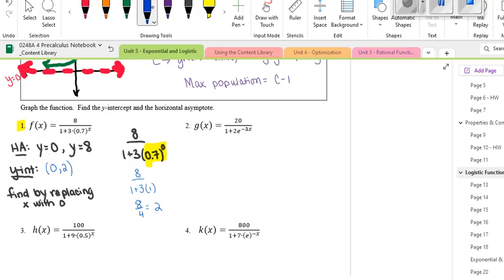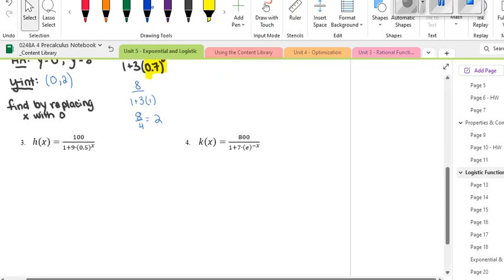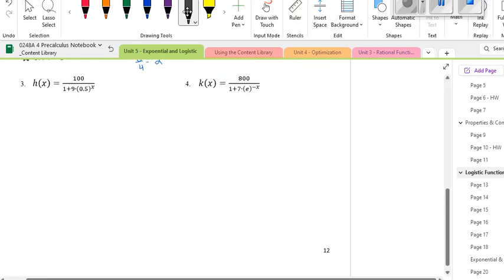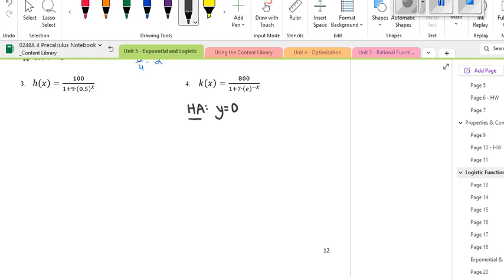All right, I'm going to leave 2 and 3 for you and move on to number 4. In number 4, again, I'm going to find the asymptotes first. So our horizontal asymptote on the x-axis at y equals 0. And a second that's the same as the numerator of that fraction, y equals 800.